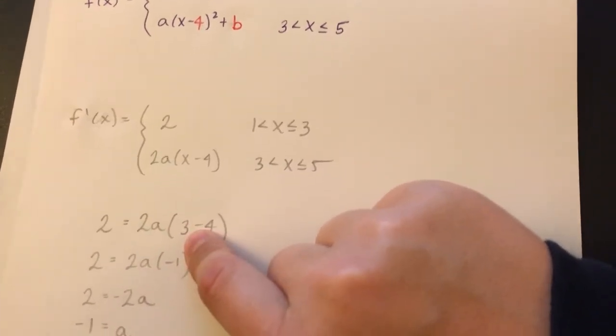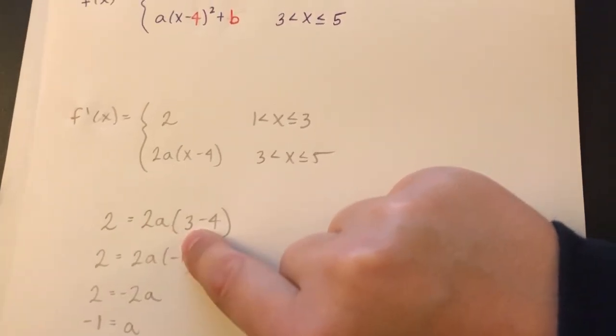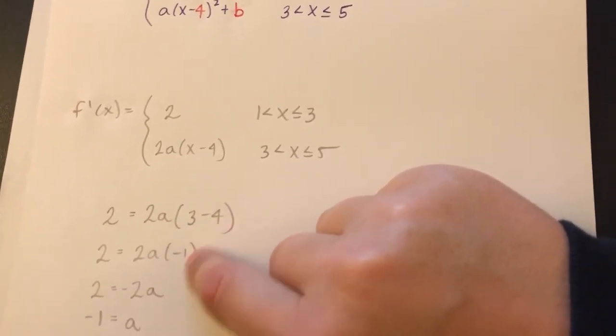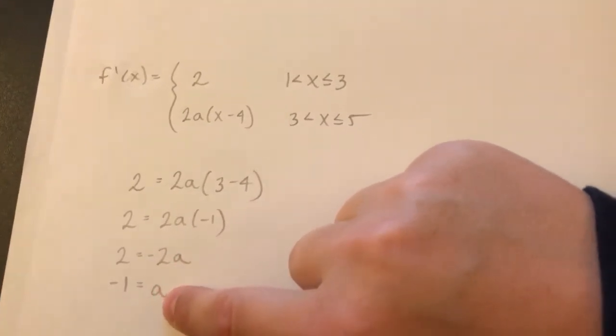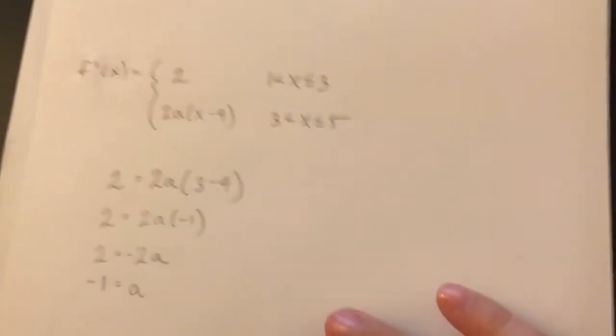I want to know what a is that's going to force these to be differentiable. So if I plug 3 into the second function, I get 3 minus 4, which is negative 1. 2 times negative 1, which is negative 2. And if I divide that on both sides, I get that a should be negative 1.